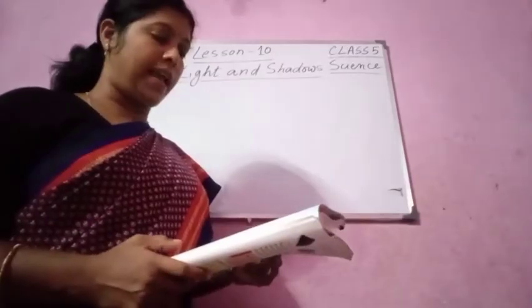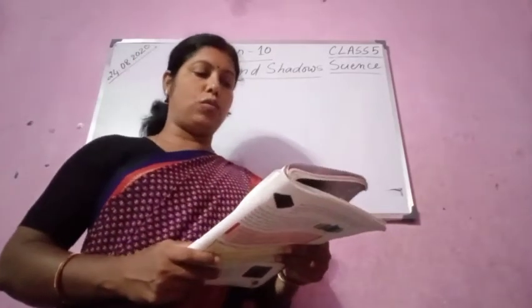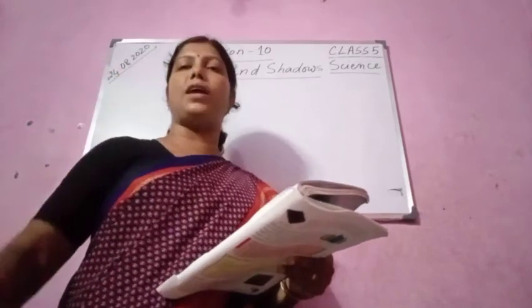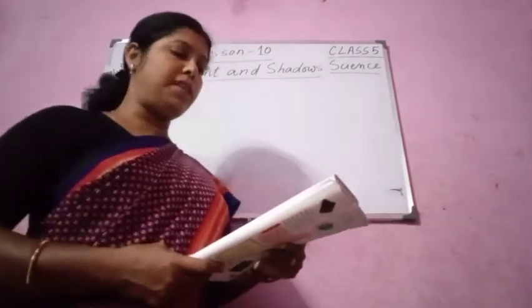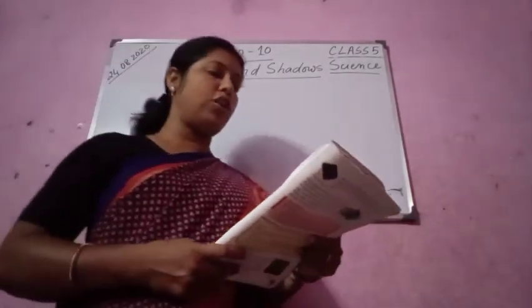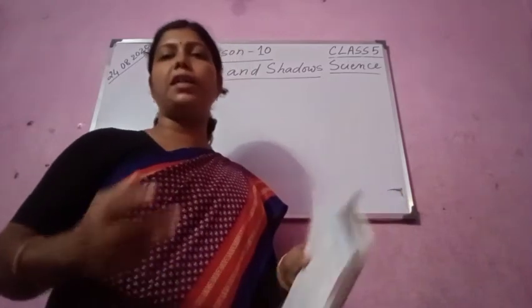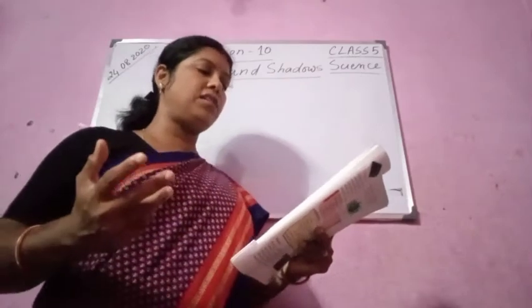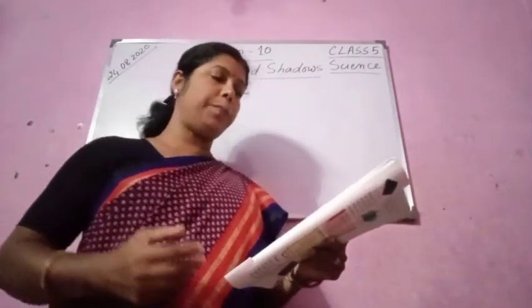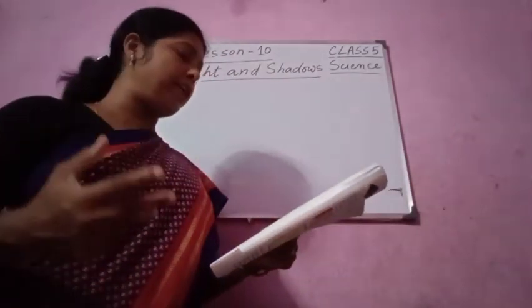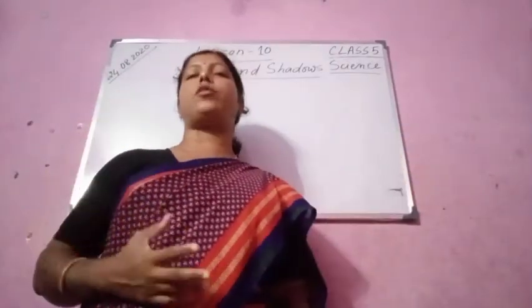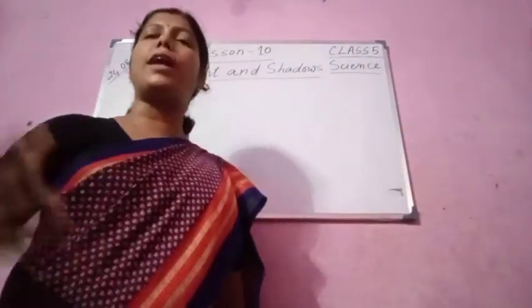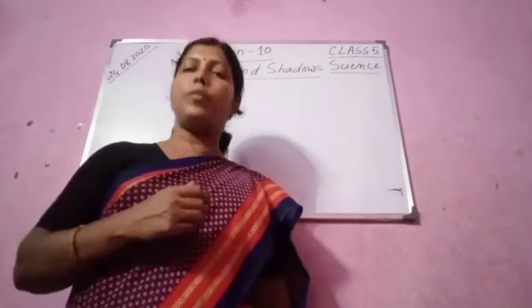Now you see here, they emit light of their own. They give out light of their own. Such objects which emit lights of their own are called luminous objects. You have already studied about luminous objects and non-luminous objects, but in detail we are going to study here. Such objects that give out light of their own are called luminous objects.